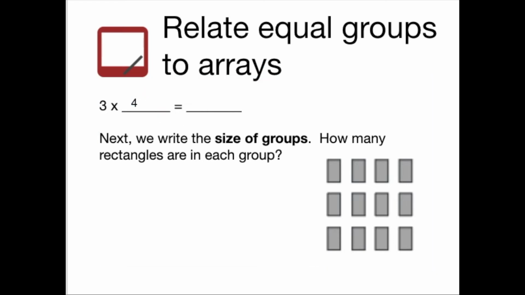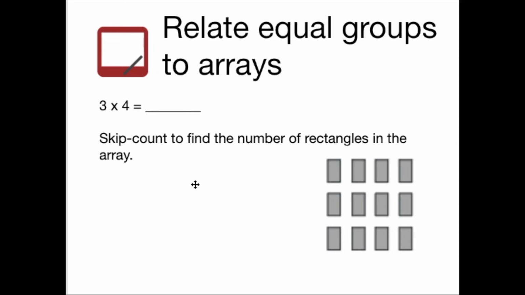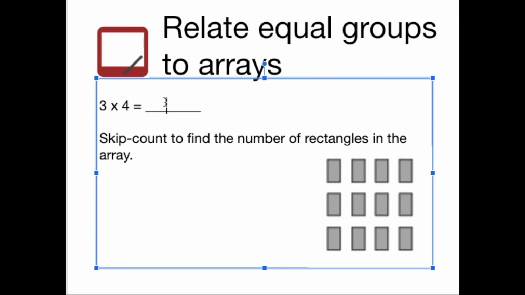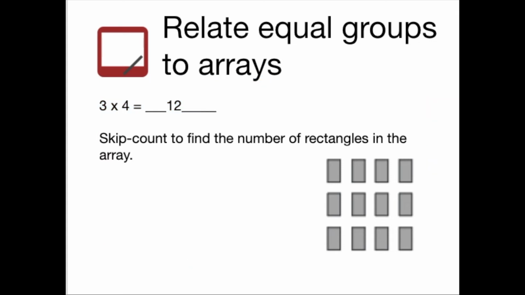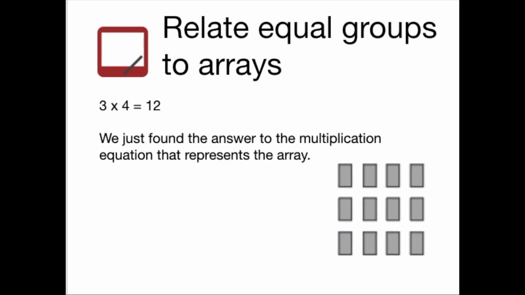Now let's solve. 3 groups, 4 in each group. We're going to skip count to find the number of rectangles in this array. 4, 8, 12. There ends up being 12 rectangles in the array. We solved our multiplication problem by using an array. Our multiplication equation was 3 times 4 equals 12. We just found out the answer to the multiplication equation, and that is directly related to our array.